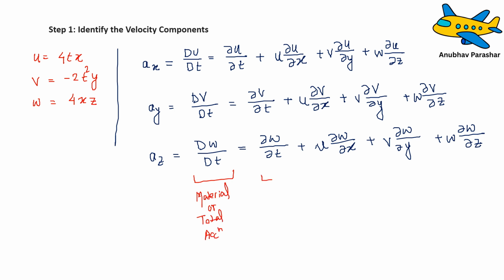This is the local acceleration part, right? And this is known as the convective acceleration. How is the velocity changing with space and how is the velocity changing with time? Now, the way I have written the formulas, if you try to memorize them in a similar way, it is going to be very easy for you to understand.